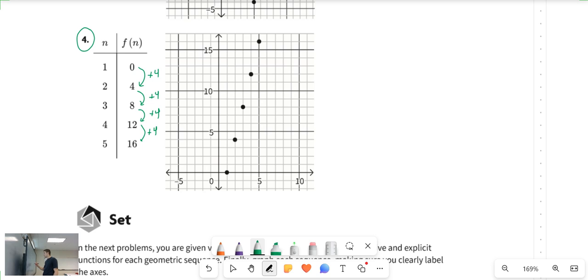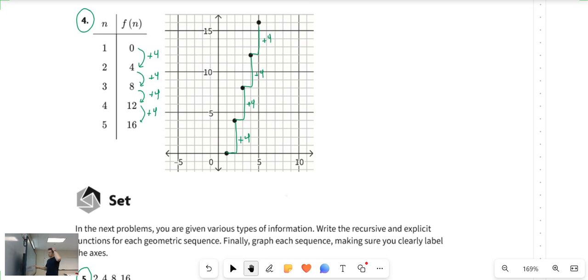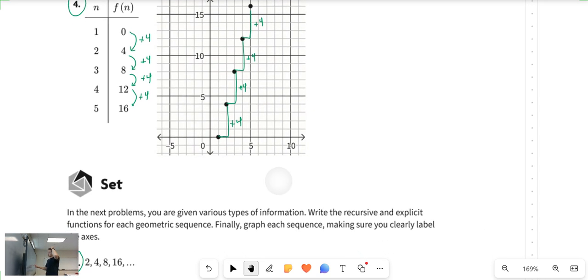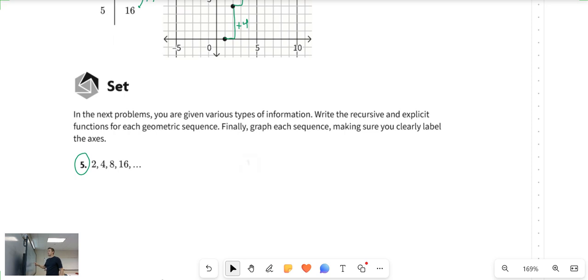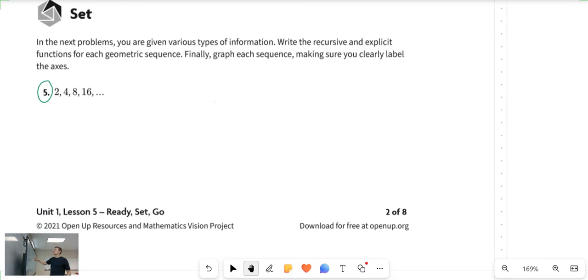Now, shown in a graph, we go over 1, up 4. So there's our plus 4. Over 1, up 4. Over 1, up 4. There it is again. So we're getting our rate of change of 4 for this question. We should see our plus 4s all over the place. Moving on to the set.